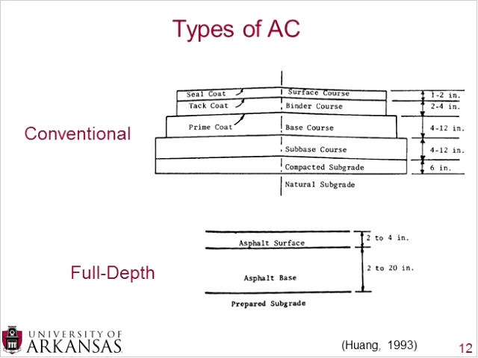Whereas if you look at the full depth pavement, you have your asphalt surface. There's probably a tack coat under there. It's not indicated in the drawing, but they should have a tack coat. And then beneath that, you simply have an asphalt base. So instead of having the binder course, the base course, and the sub-base course that you see in the conventional pavement, you simply have an asphalt base. And beneath that is the prepared subgrade.